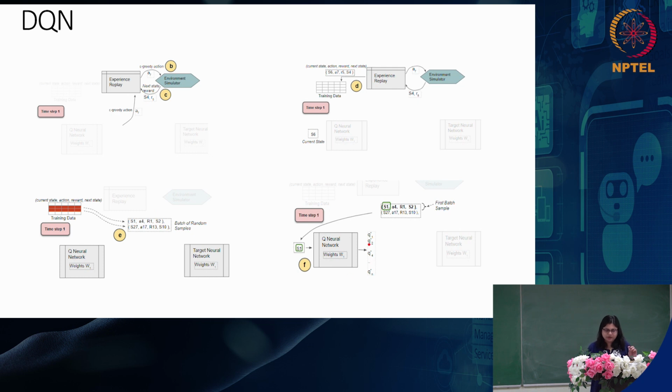Now you have to train using this training data. Suppose this is your first sample in the training data. Again, S1 is used here. Now you know that A4 is the action, so A4 should be your output, like Q4 dash should be your highest Q value.